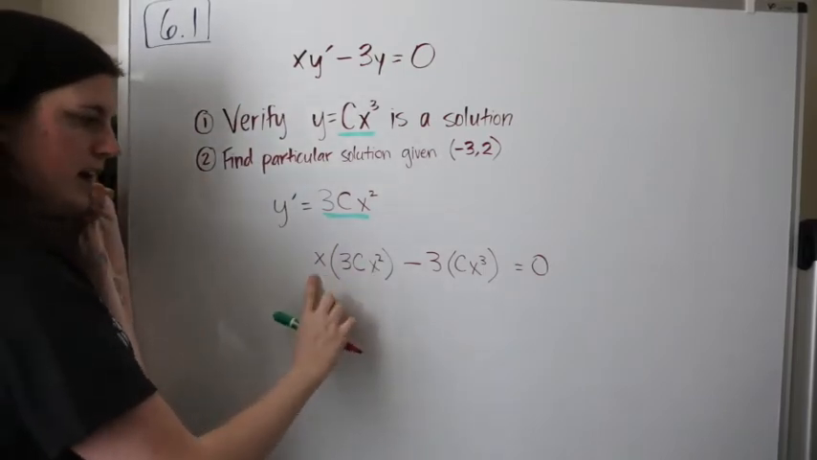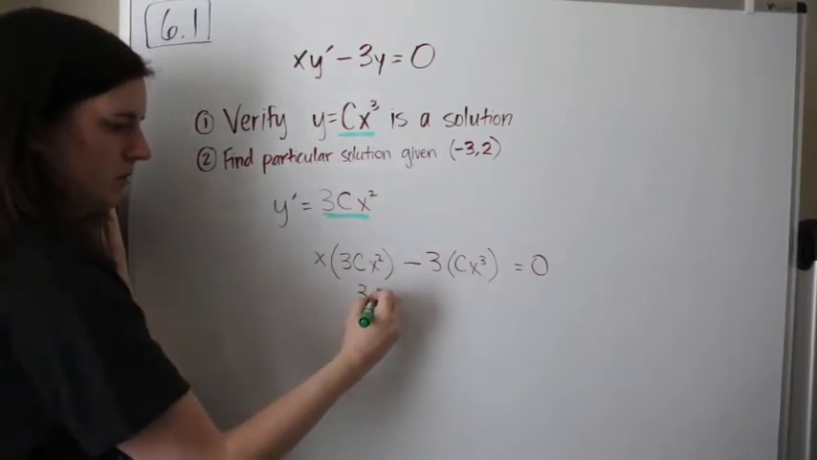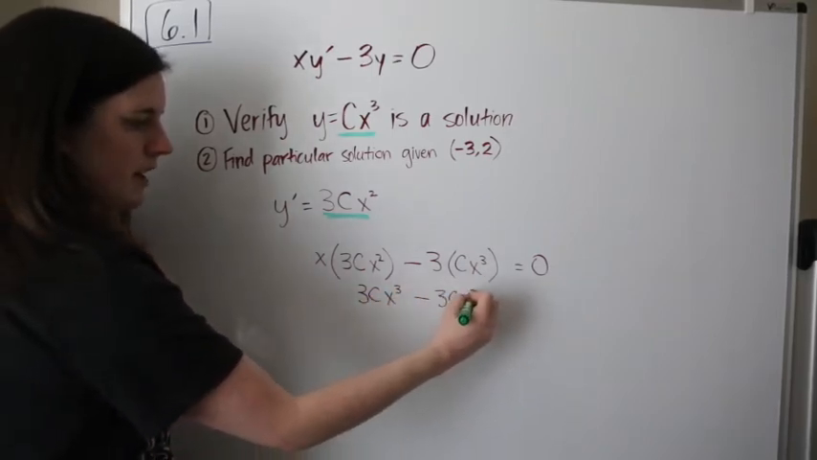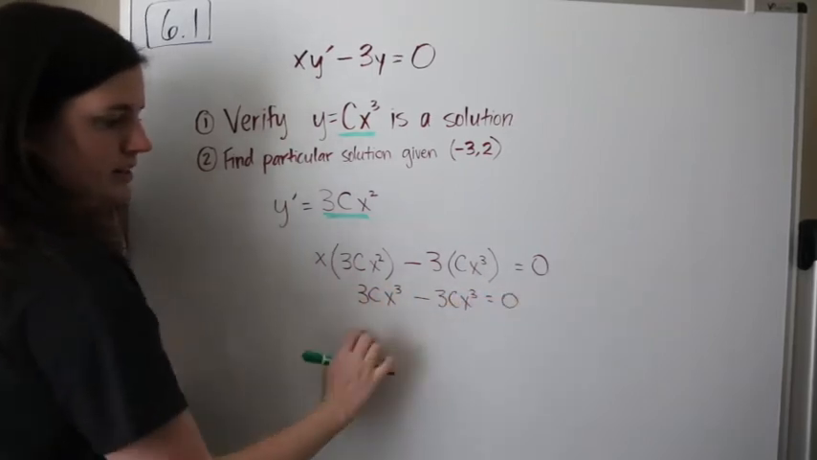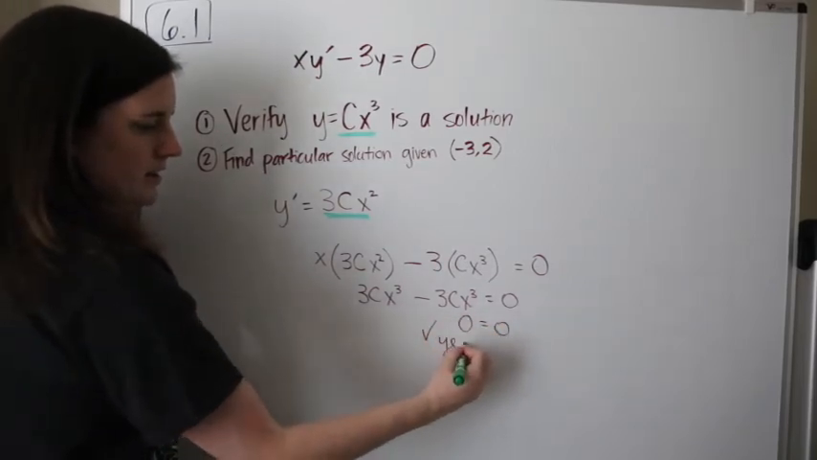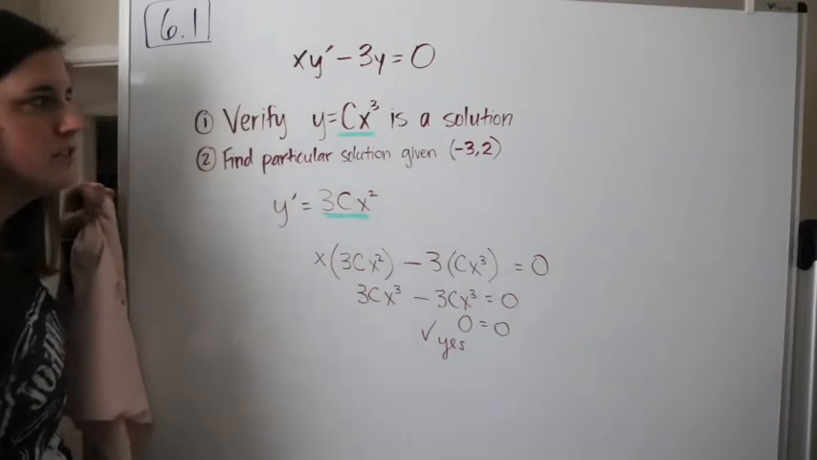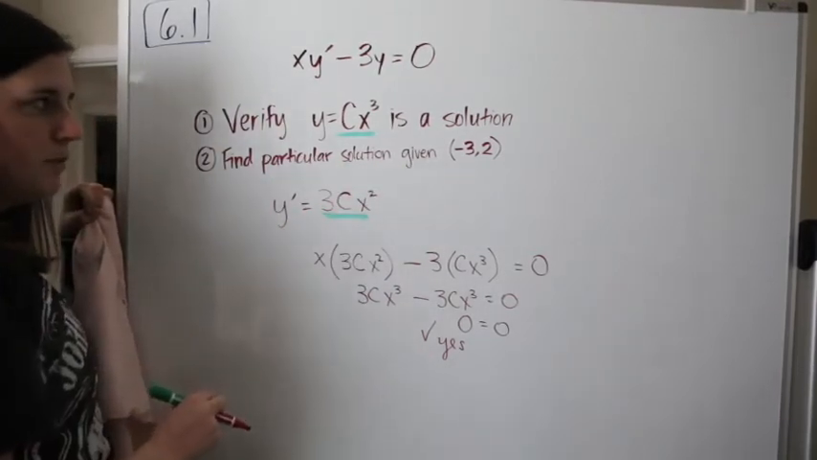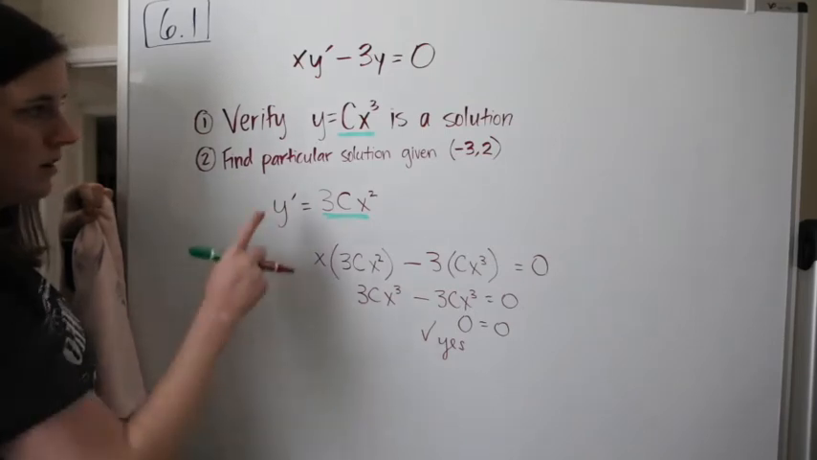When I multiply this out, I have a total of 3 x's being multiplied, so I have 3cx to the third, and here I have 3cx to the third. Those are canceling out, so 0 equals 0, so I have verified that it is a solution of that differential equation. For the particular solution, given a point, we're going to go back to our regular formula.